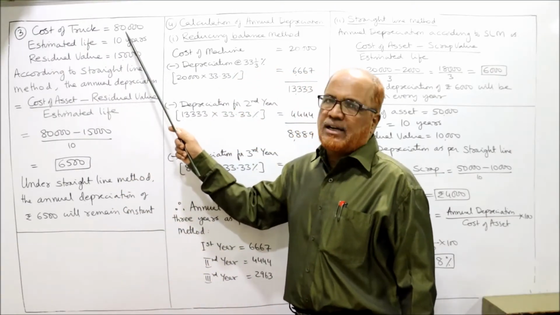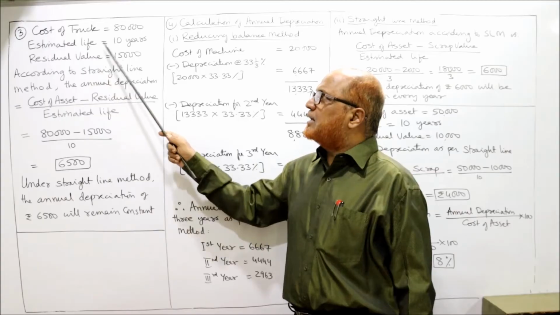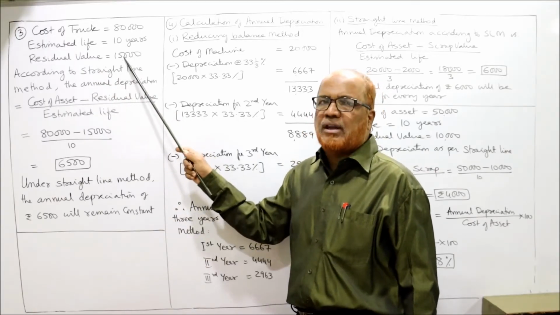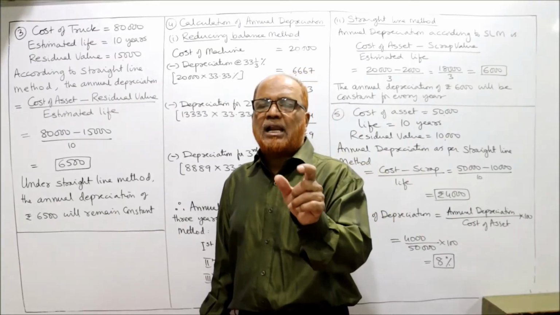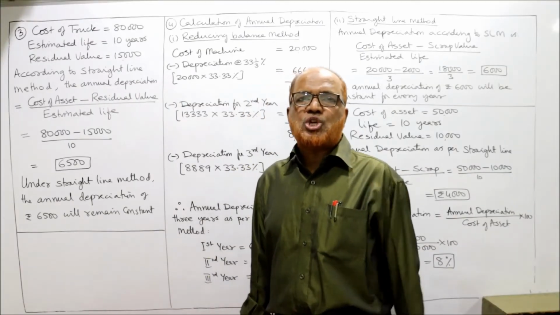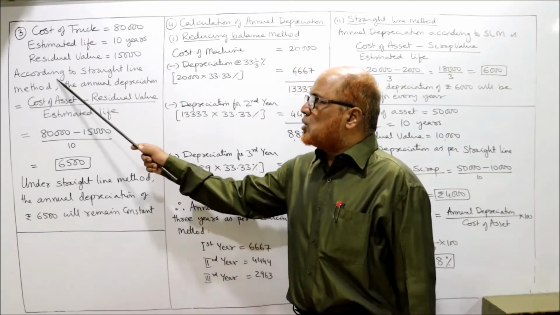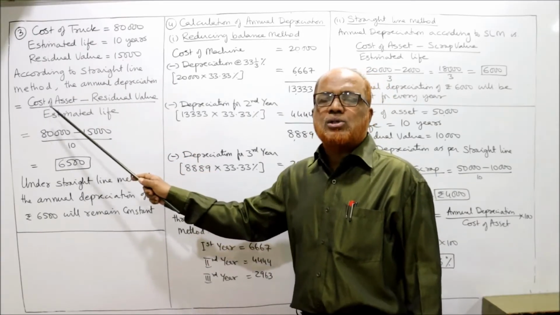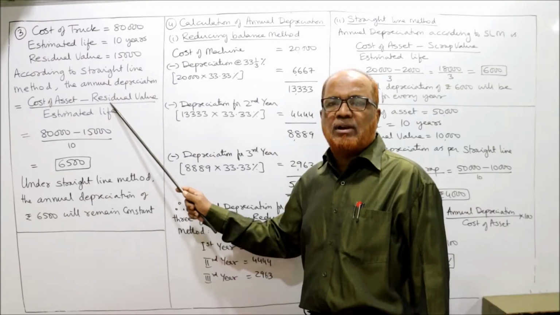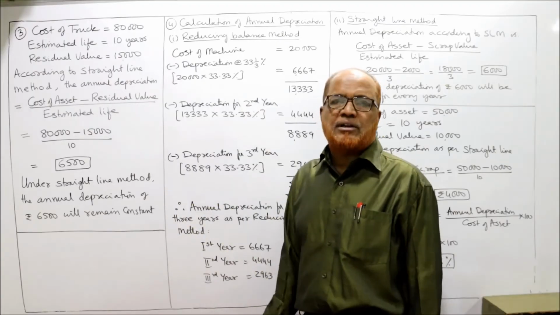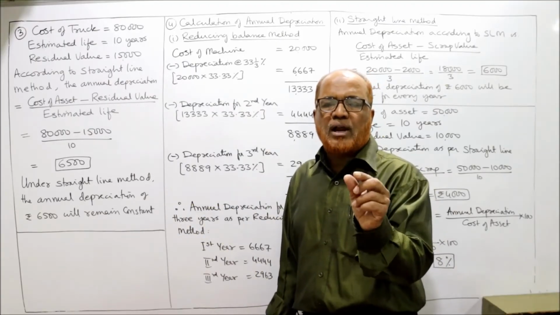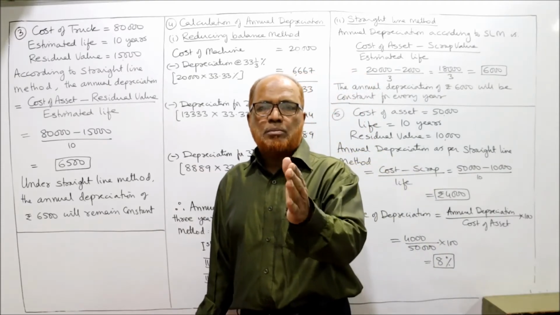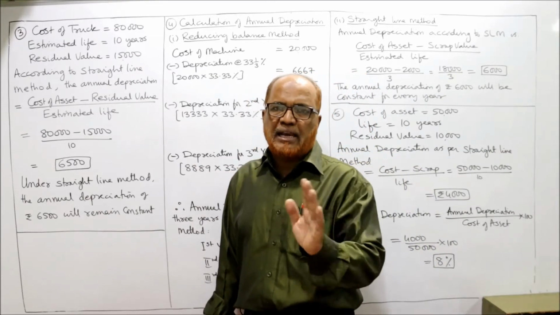Cost of the truck is 80,000, given in the problem. Estimated life 10 years. Residual value 15,000. This is the information given and it is asking you to calculate the depreciation according to straight line method. So according to straight line method, the annual depreciation is cost of the asset minus residual value divided by estimated life. This is the formula to calculate annual depreciation. Cost minus scrap divided by life.